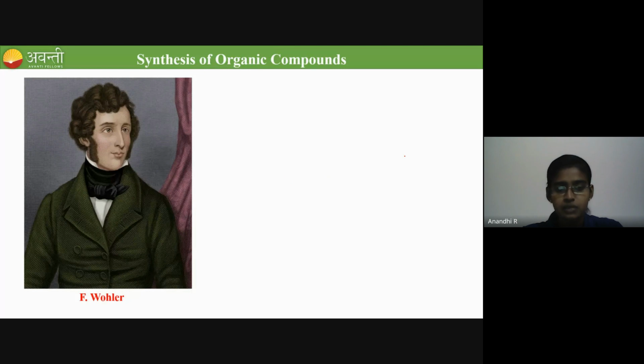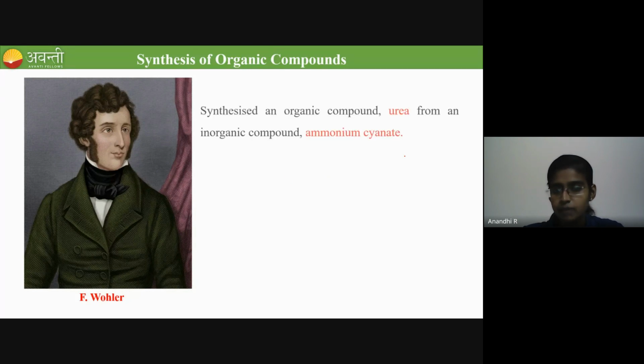His full name is Friedrich Wöhler. Later on, Friedrich Wöhler came and synthesized an organic compound in his lab, and the name of that organic compound is urea. He prepared this urea from an inorganic compound called ammonium cyanate. You can see the structure of ammonium cyanate. It is NH4CNO. It is actually NH4 plus and CNO minus.